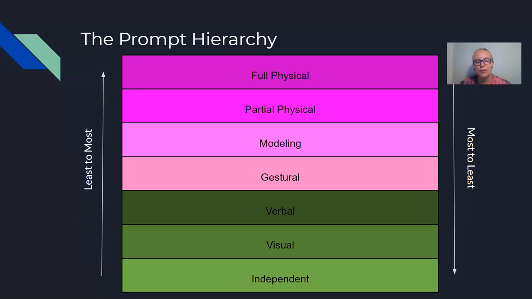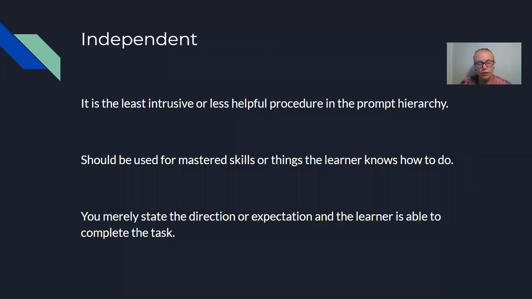This would be what's considered least to most. When you go from full physical down to the independent stage, where the person is able to just independently emit a response, that would be what is called most to least prompting. I'm going to go over the stages, the steps in the ladder, in least to most order.